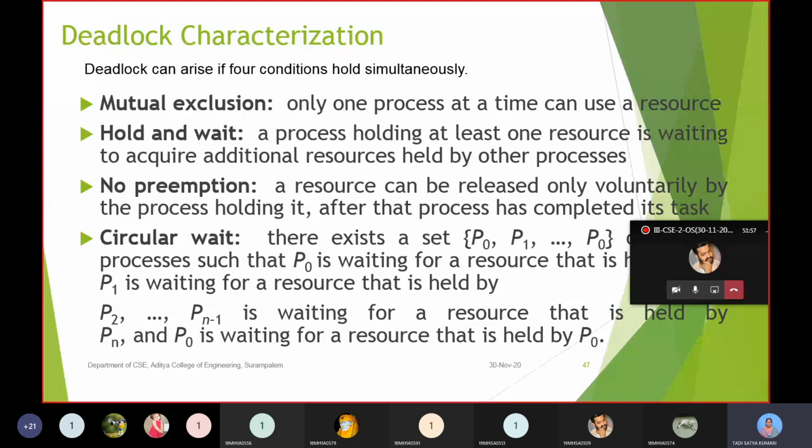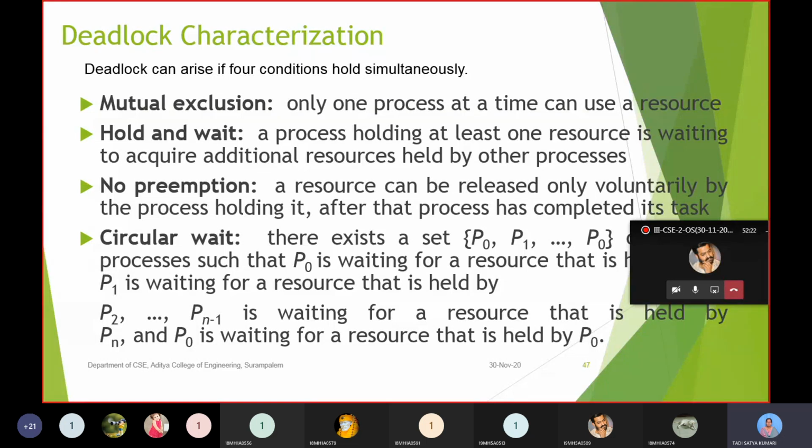So here there is a process called P0. P0 is holding at least one resource, any resource. It may be memory, it may be an input device, or it may be an output device. It is holding one resource and is waiting for an additional resource, but that resource is already being used by some other process. This is called hold and wait.